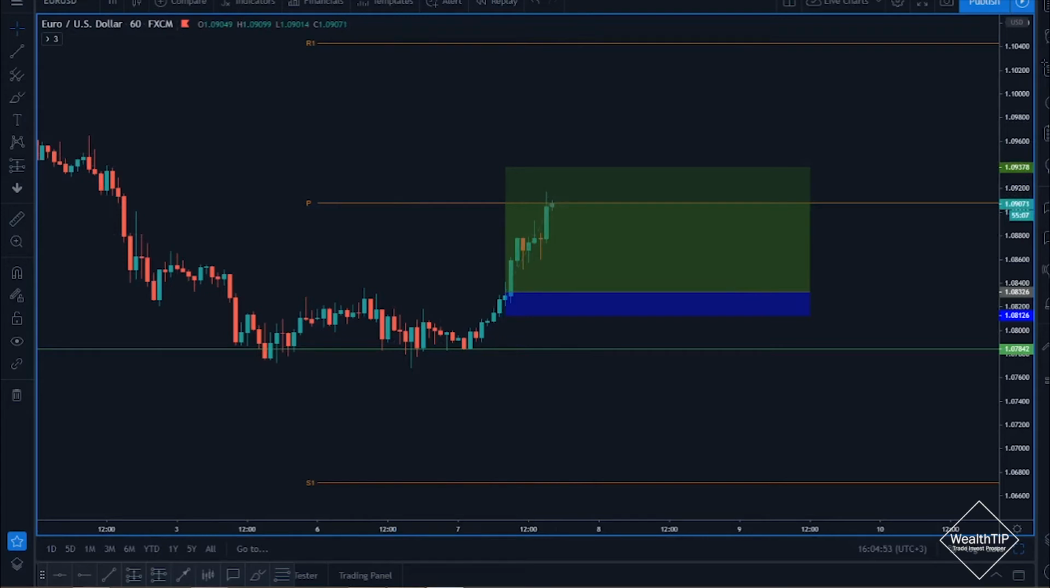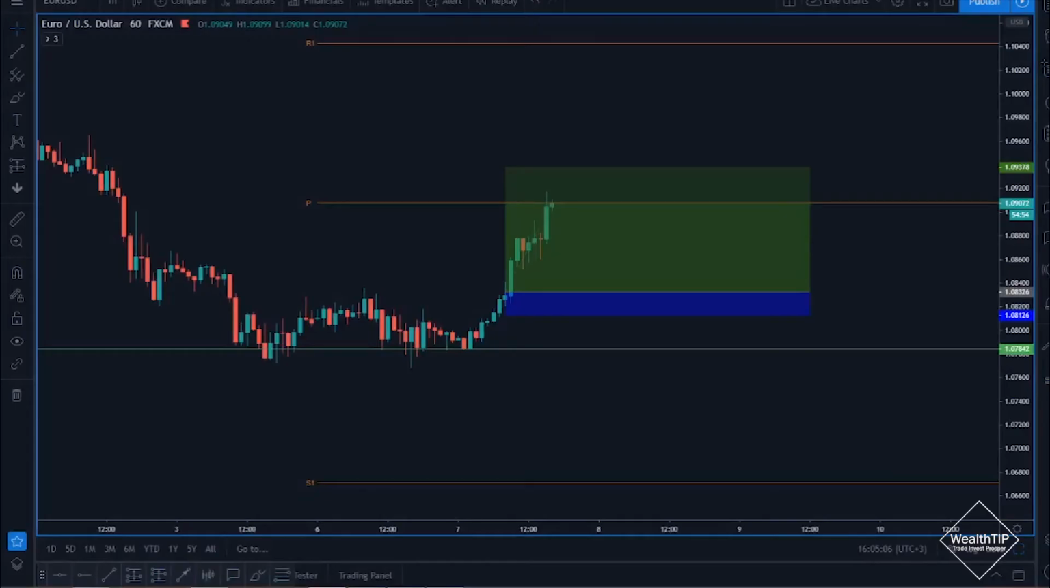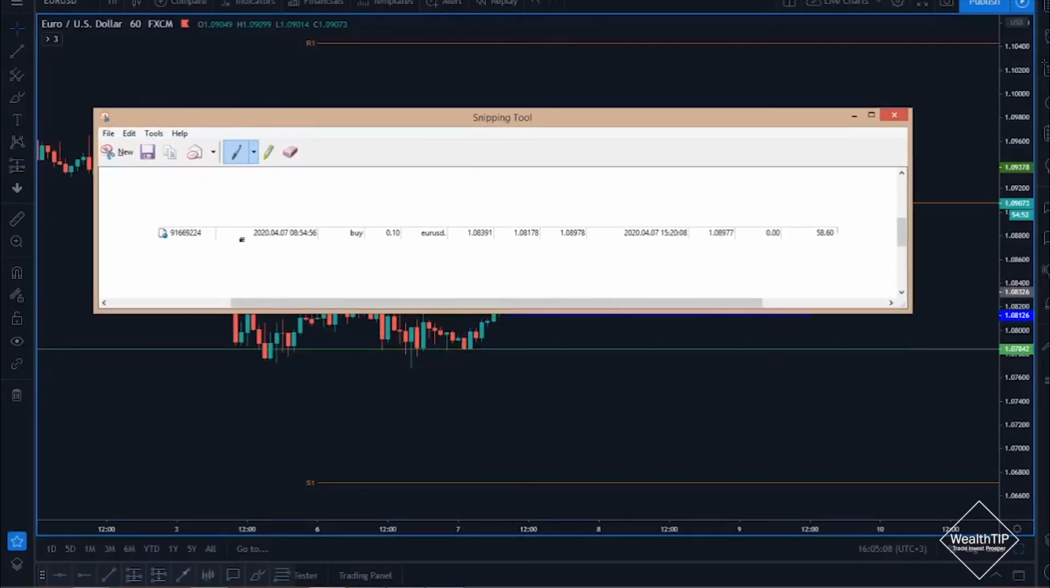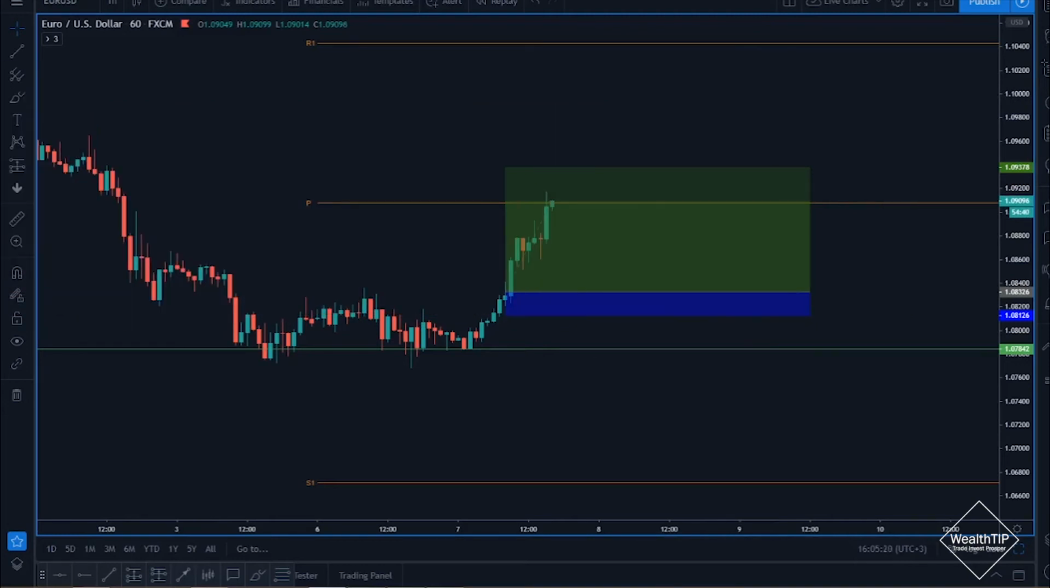So what I want to do is take a screenshot of the position that has passed. Just give me one second as I get that done. Okay, here we go. So yeah, you guys can see that was the order number. We took the trade this morning at about 5 to 9, and we closed at $58.60. So, a relatively good day in the trading room this morning.